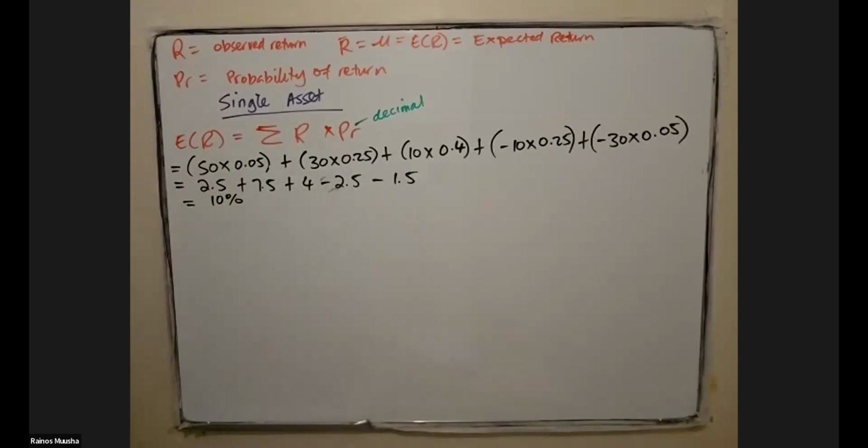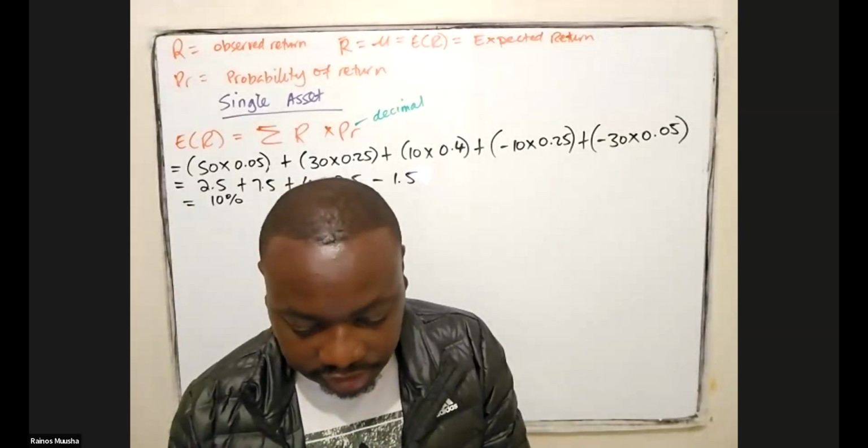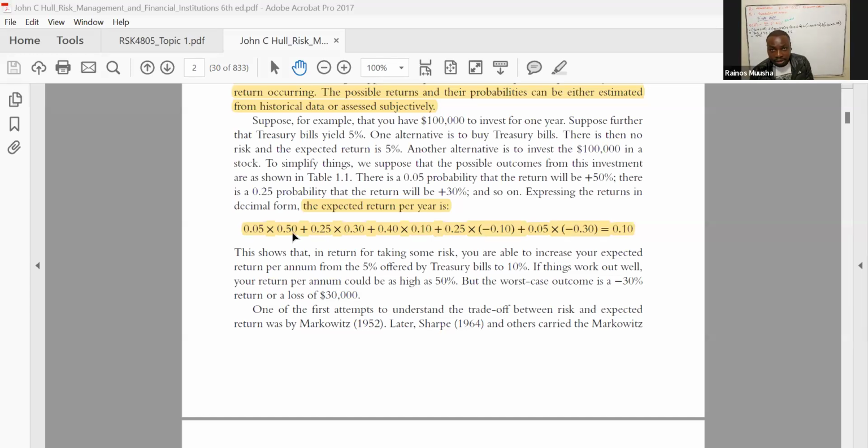Are there any other questions? So you see that in the textbook, they did the same calculation for calculating the expected return, but when it comes to the observed returns, they put them as decimals, which means your answer here is going to be a decimal. And when your answer is a decimal, you have to multiply it by 100 to make it a percentage. Because remember, your expected return is always going to be a percentage.